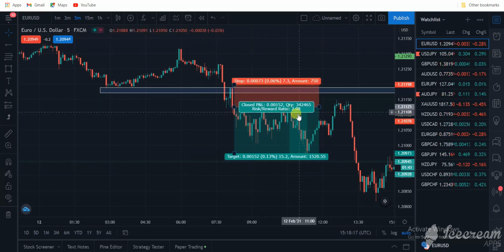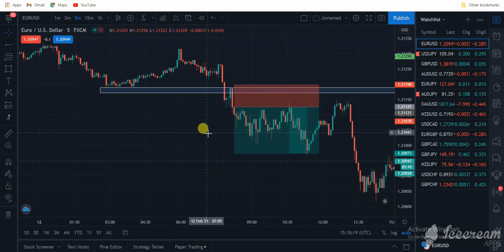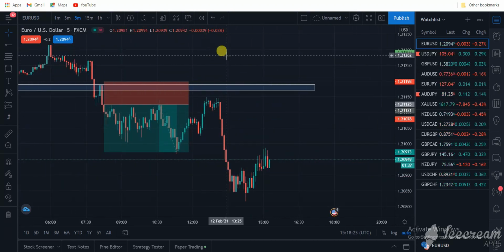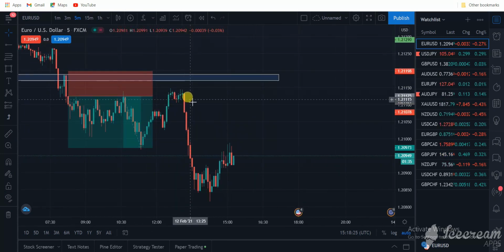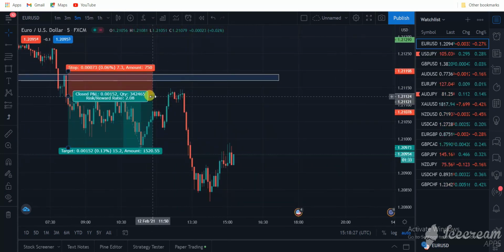All right, so a 2 to 1 is a great profit target if you want. A 1 to 1.5, a 1 to 3, a 1 to 1 million, whichever one you want guys, it's up to you. So go back and backtest the strategy and see if it's something you like and something you would like to keep on trading.